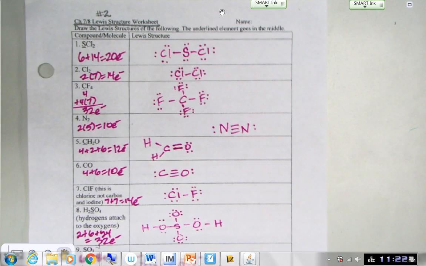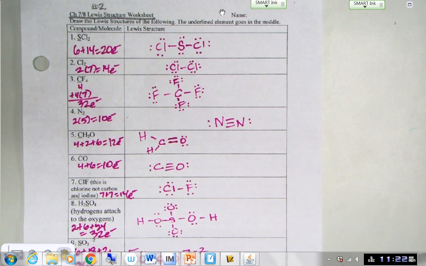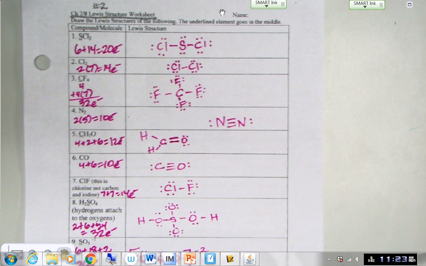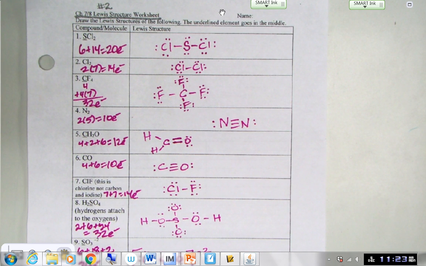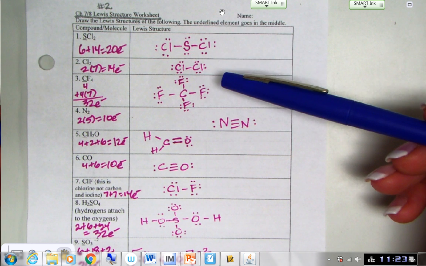All right, so hopefully you just viewed the lesson on VSEPR theory and the introduction to VSEPR theory. And what I want to do next is to take a look at the homework that we had last night, where we already went over the Lewis structures. And we're going to classify the VSEPR shape as well as give the bond angle for each of these.